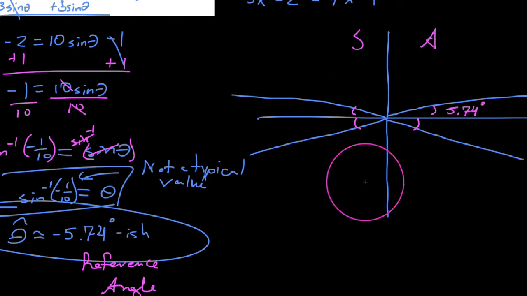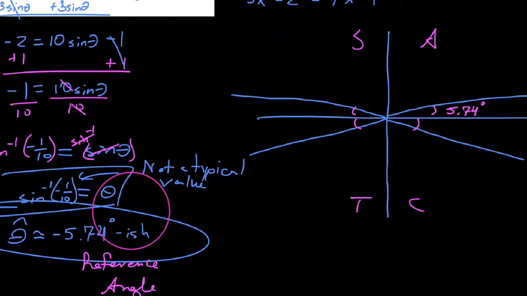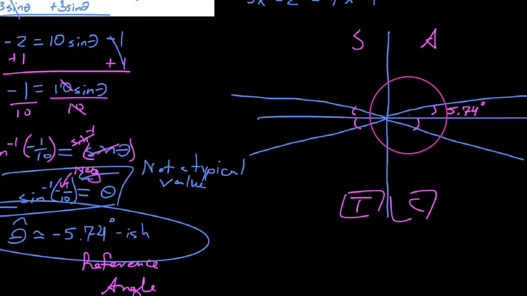Putting in this mnemonic that tells us where our trig functions are positive, I'm going to say, okay, I got sine inverse of negative 1/10. Since sine came out to be negative, the quadrants we must be in are not 1 and 2, but 3 and 4. So what are these 2 angles right here and here?